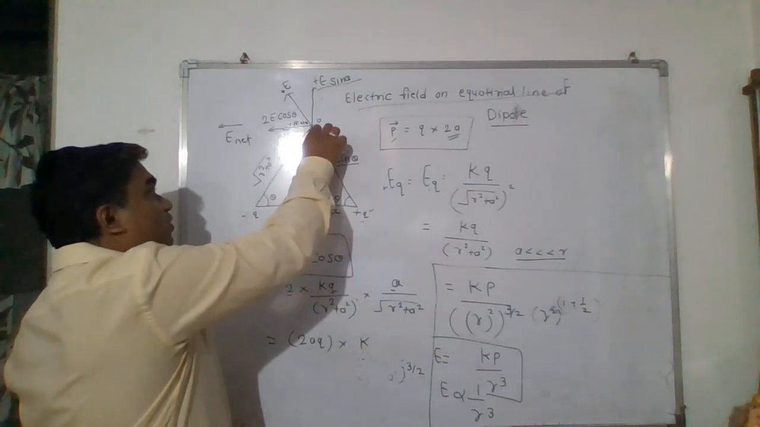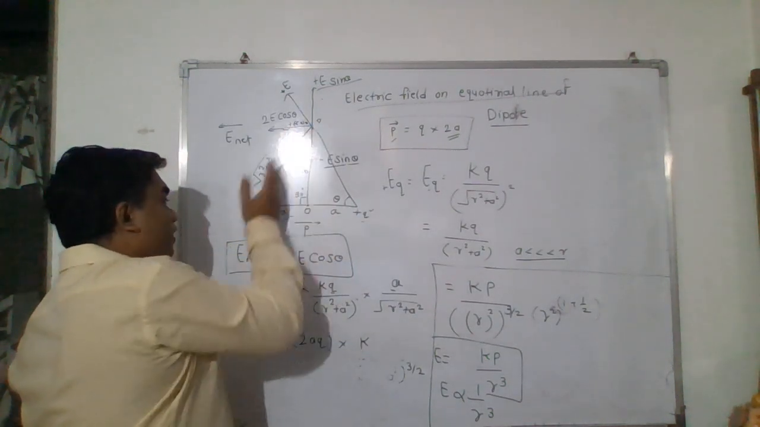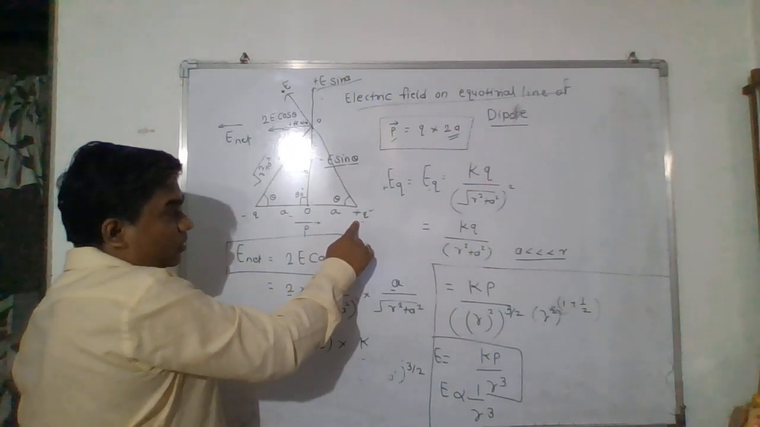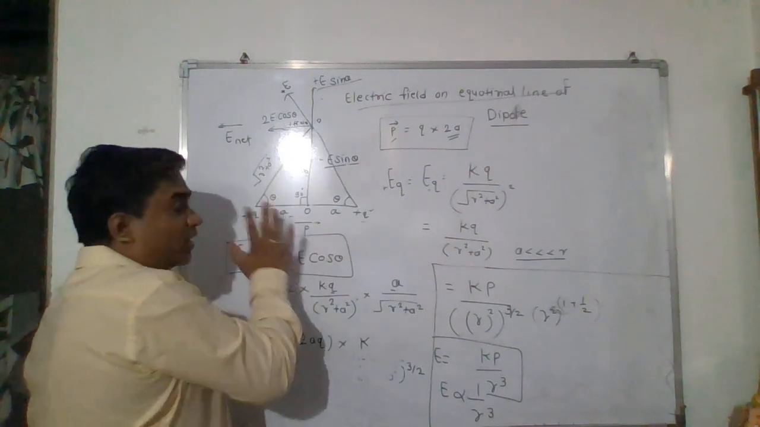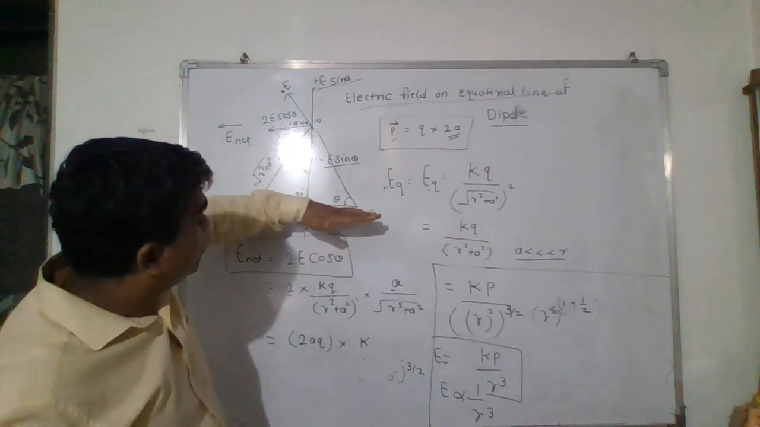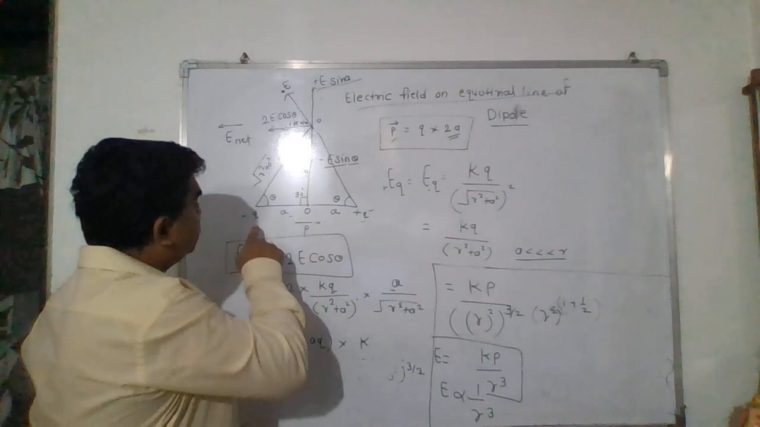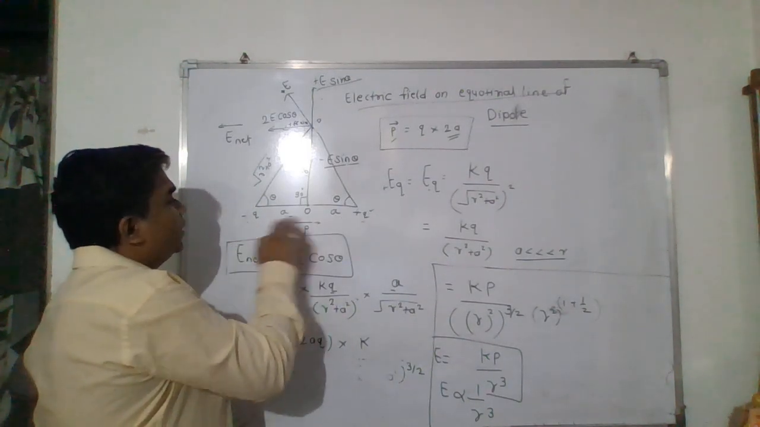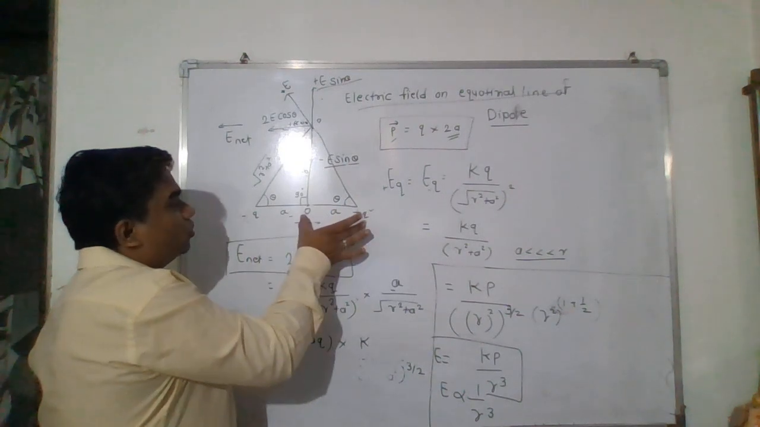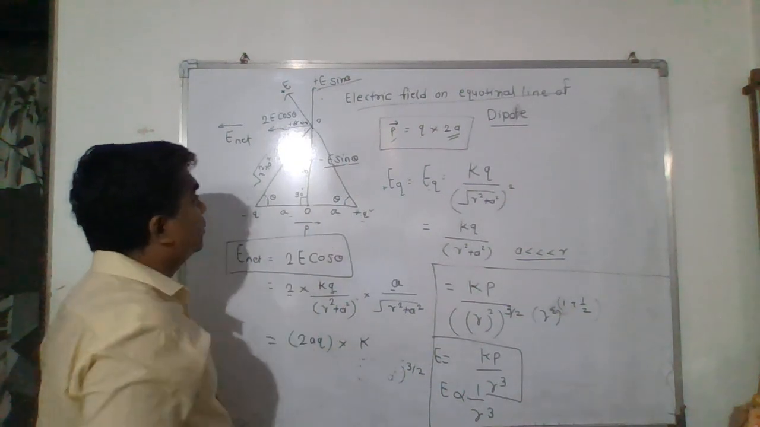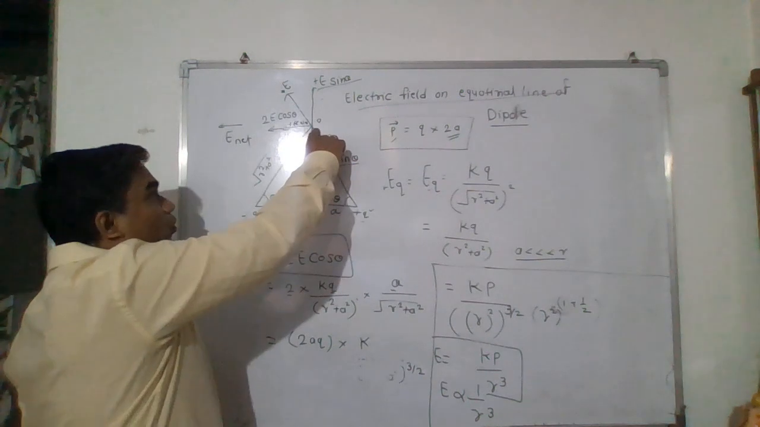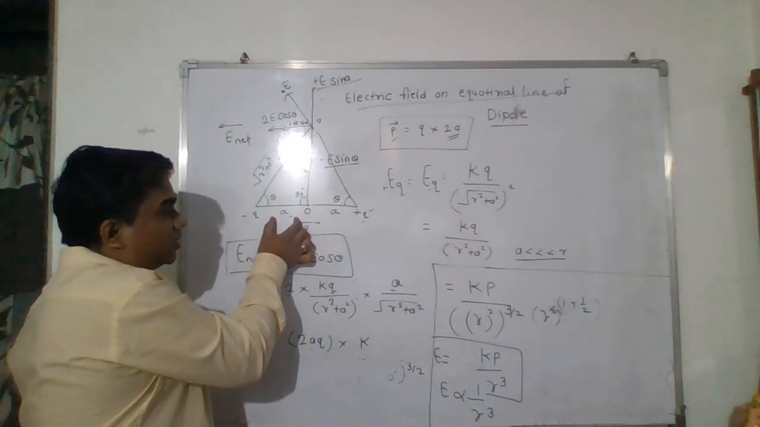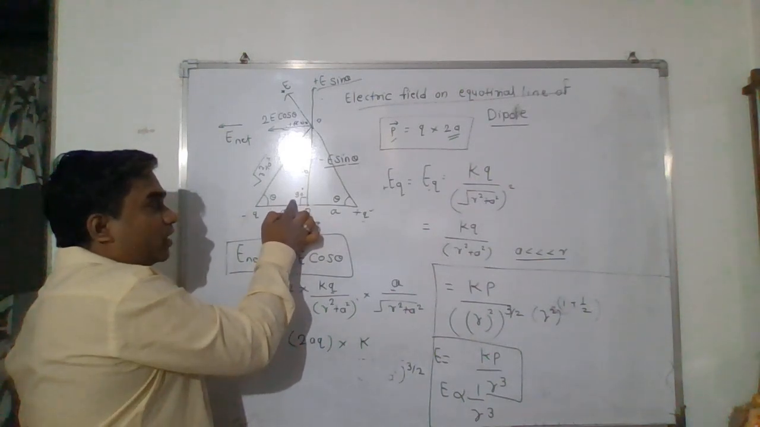Now join this point P by one line to minus q, and by one line to plus q. This line makes an angle theta with this horizontal line. The horizontal line is the line joining the center of minus q to the center of plus q, which is a straight line. Now this point is at a distance r from the point O. This distance is a. This angle is 90 degrees.